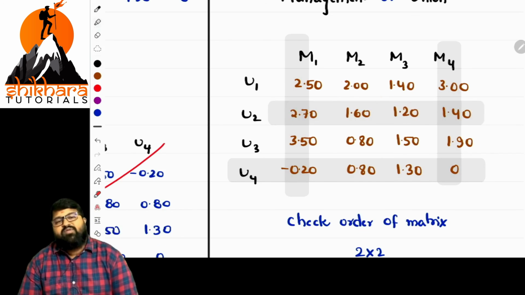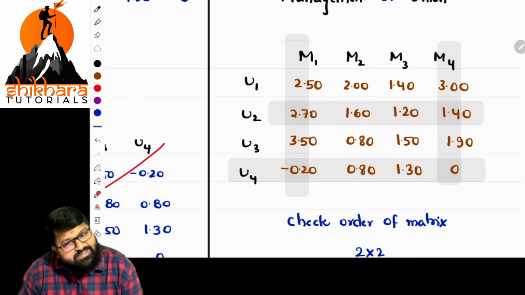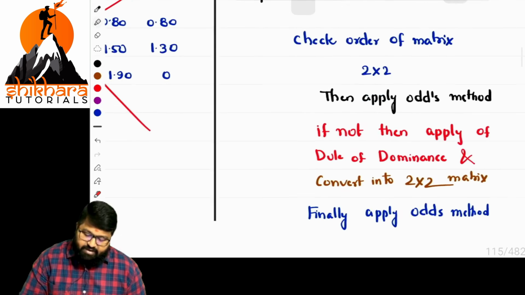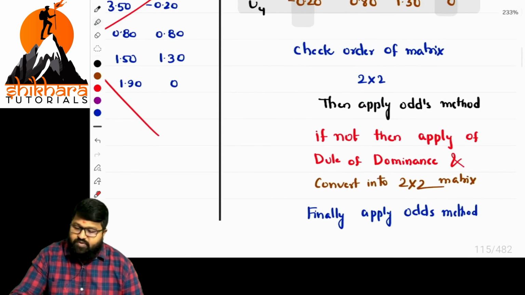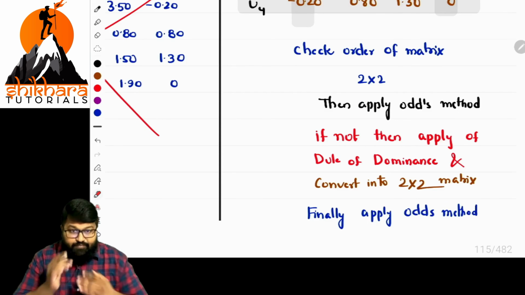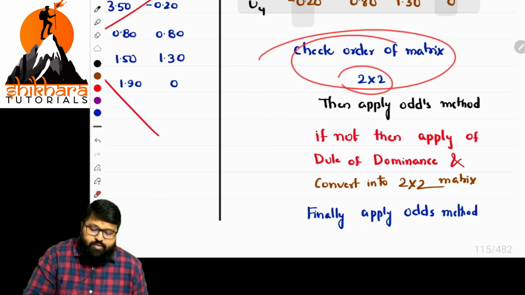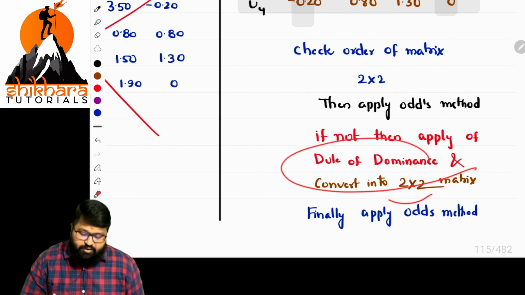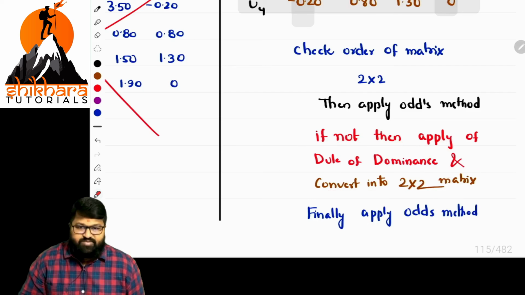Now, is the order of the matrix 2 by 2? Yes, sir. Order of matrix is 2 by 2. It's a very happy moment. The same thing has been mentioned by me in the form of orders. So now I will explain step by step. You will listen carefully. Check the order of a matrix. Is it 2 by 2? Then apply the odds method. If not, apply the rule of dominance and convert it into 2 by 2. Finally, apply odds method. That's the basic form.